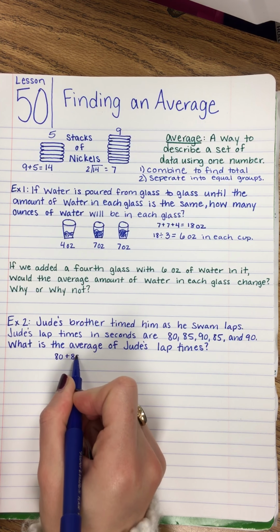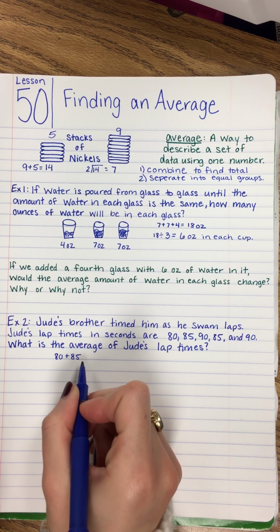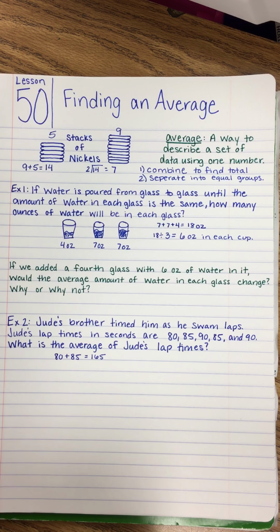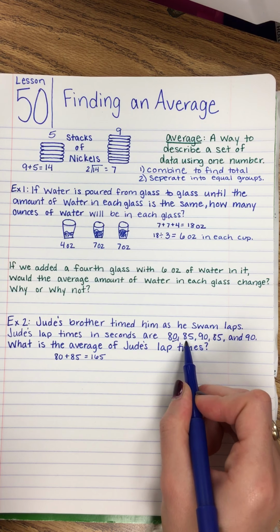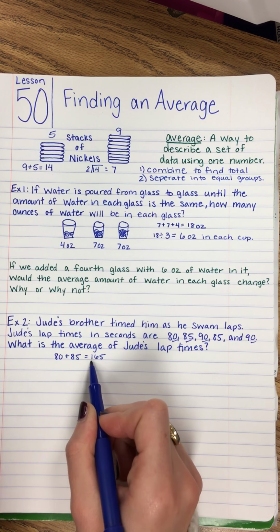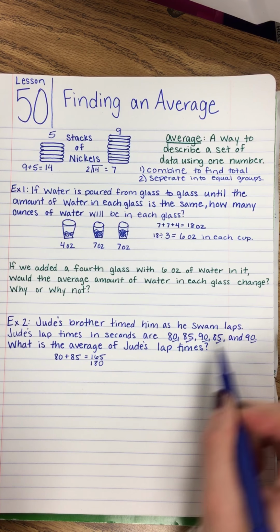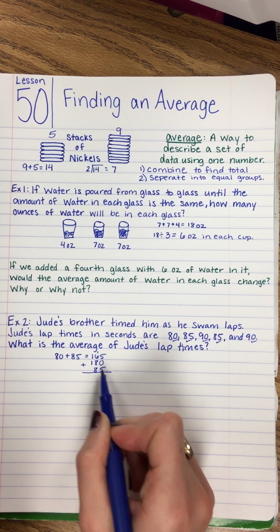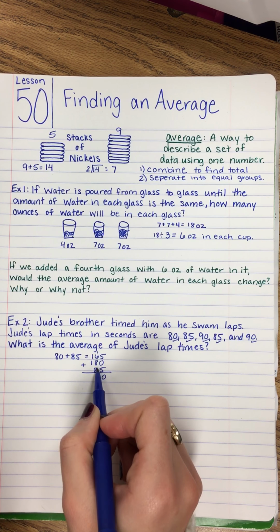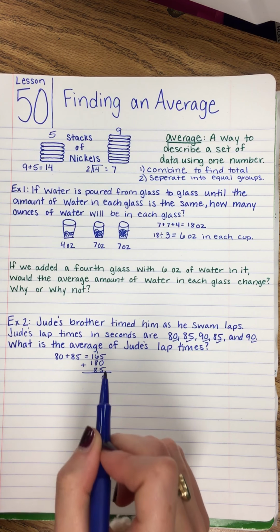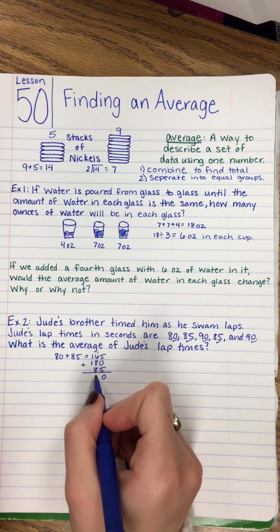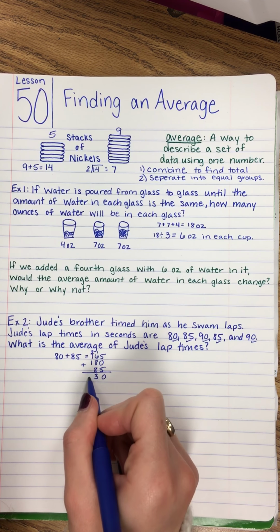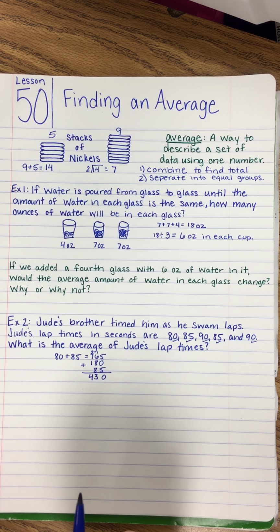80 plus 85 is 165, so I've done those 2, and 90 and 90 is 180, and then we just have to add another 85. So 165 plus 180 is 345, and 345 plus 85 is 430 seconds total.